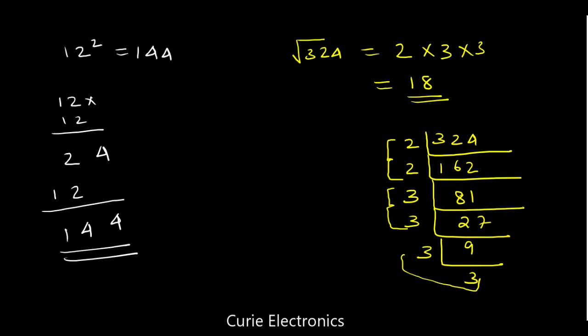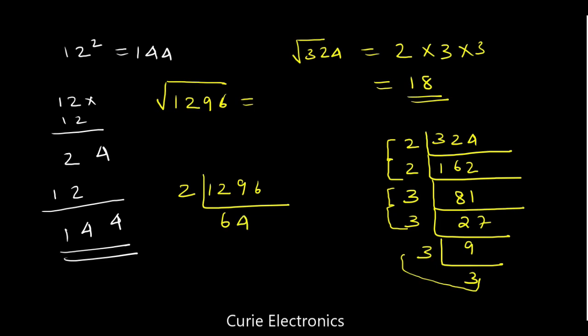Now one more example: how do you find the square root of 1296? 1296. What is the square root of it? If you want to find a square, you multiply the number by the same number. Square root of 1296. So let me write it here. 1296. We will divide by 2. So 648. If we divide again by 2, what do you get?